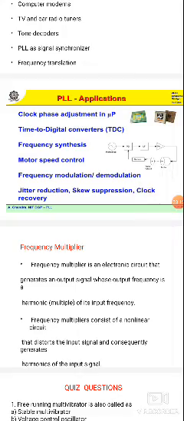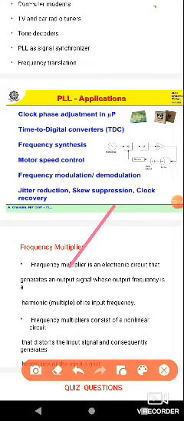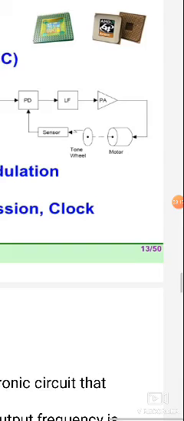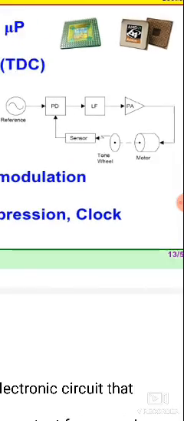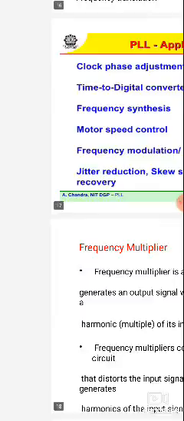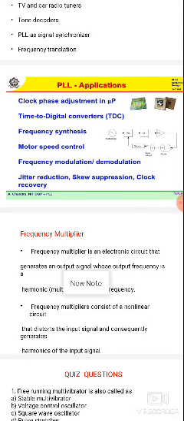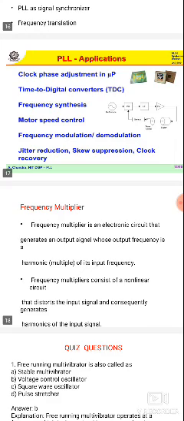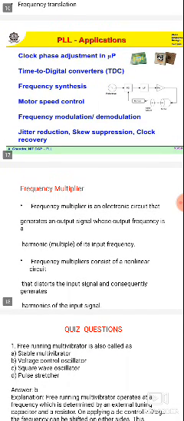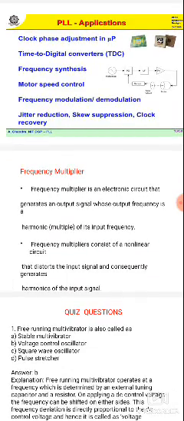So this is a PLL: phase detector, low pass filter, amplifier, sensor, tone wheel, motor. So these are the applications: clock phase adjustment in microprocessors, time to digital converters, frequency synthesizers, motor speed control testing, frequency modulation and demodulation, jitter reduction, skew suppression, and clock recovery. So these are the main applications of PLL.